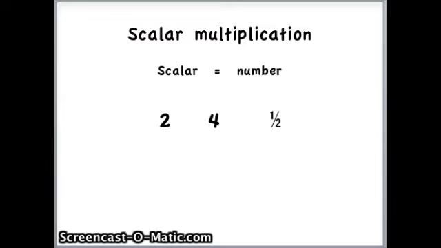Scalar multiplication is pretty easy. Scalar is just a fancy word for the word number. So we can multiply matrices by pretty much any number: 2, 4, 1/2. Let's look at an example.